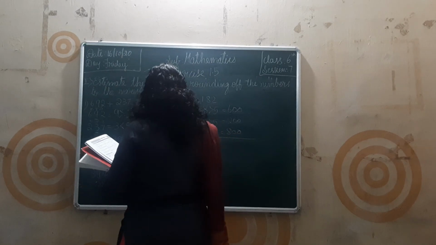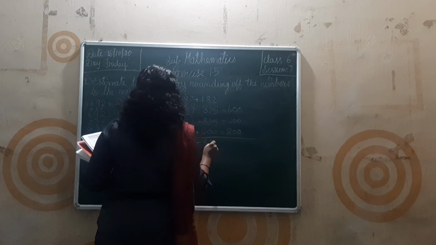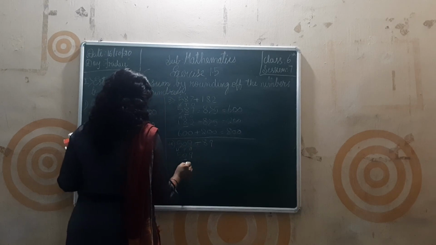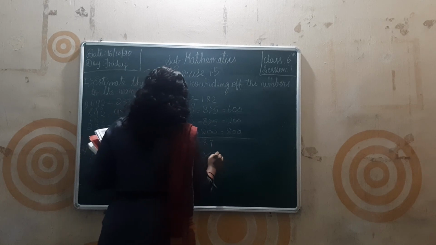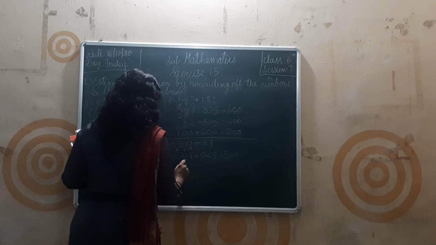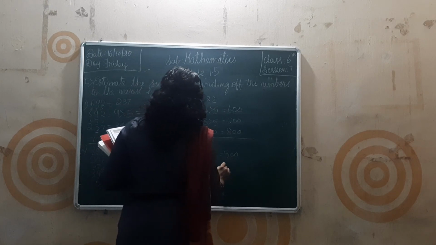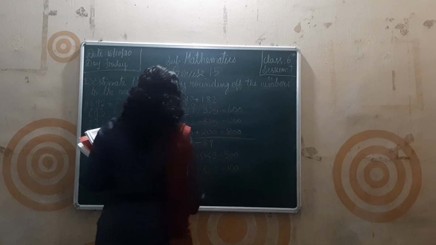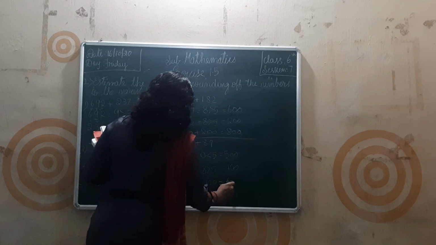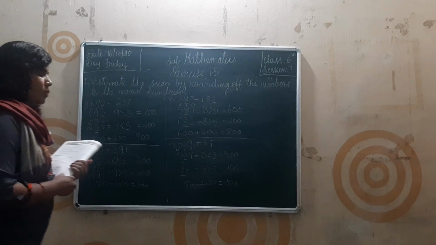Okay, next the fourth one. 509 plus 89. Okay, 509: ones, tens, hundreds. The tens digit 0 is less than 5. It will be considered as 500 itself. And when you come to 89, ones, tens, the tens place is 8, which is greater than 5. So we have to go forward and make it 100. 500 plus 100 equals how much? 600. This is how we estimate the sum by rounding off to the nearest hundreds.